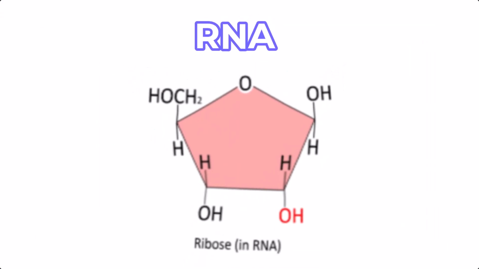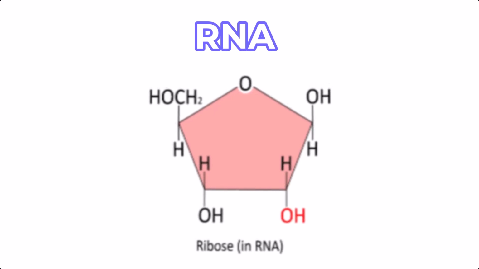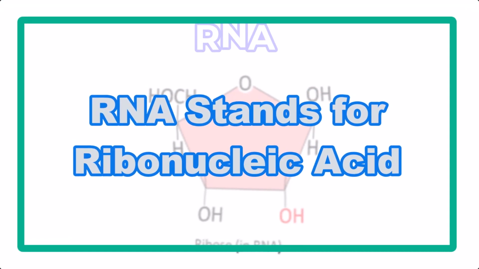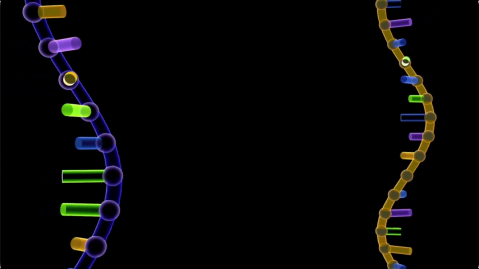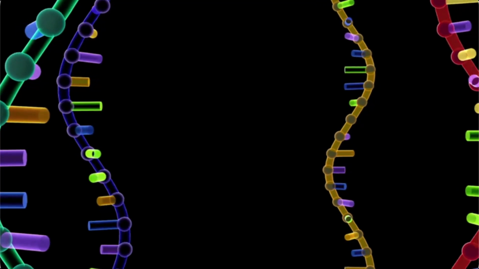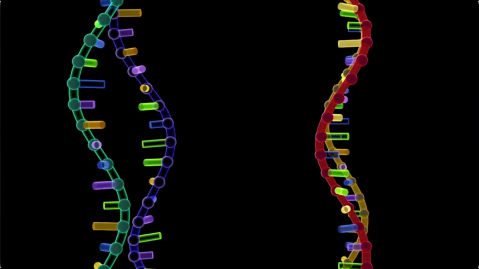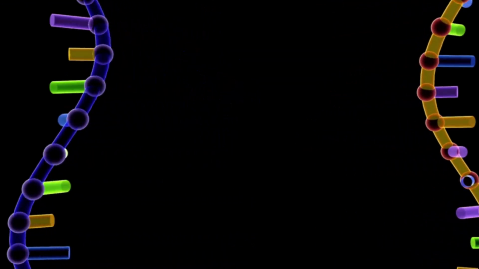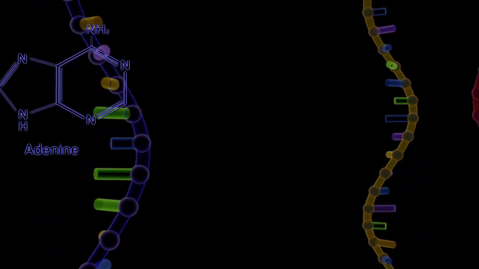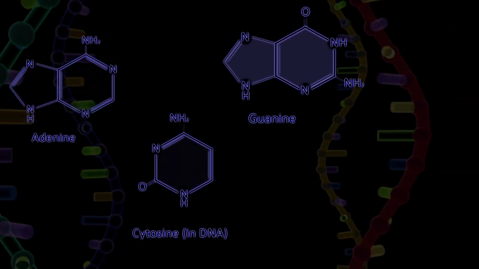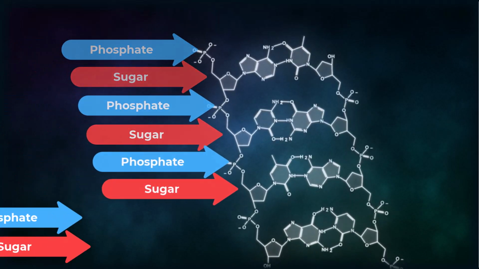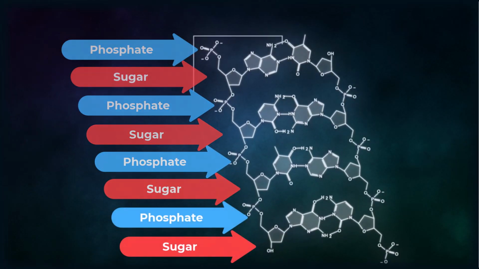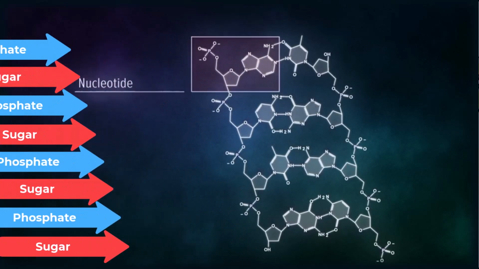In RNA, the sugar type is a ribose. This is why RNA stands for ribonucleic acid. The 4 nitrogenous bases in RNA differ in the fact that instead of thymine, we have uracil. So the 4 nitrogenous bases in RNA are adenine, cytosine, guanine, and uracil. In a molecule of DNA or RNA, individual nucleotides are linked together to make a sugar phosphate backbone.